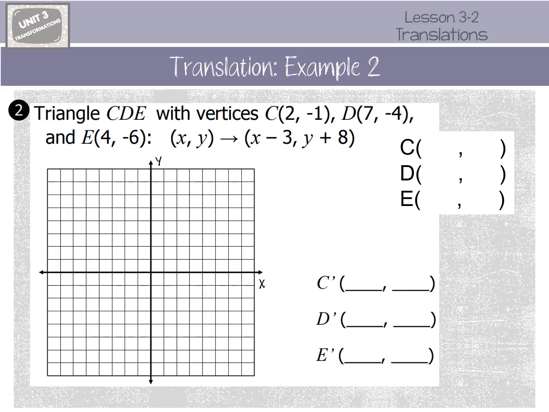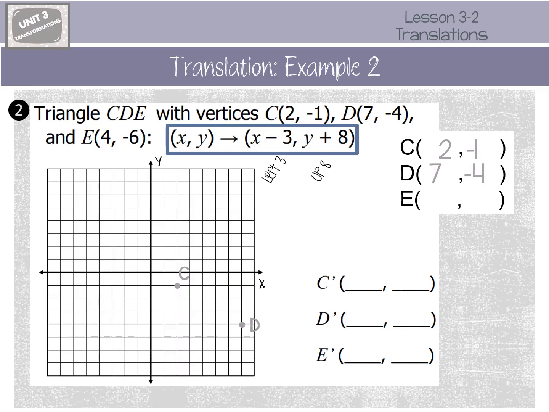Triangle. This is example 2. Triangle CDE has vertices C at the point 2, -1, D at the point 7, -4, and E at the point 4, -6. Here's our rule. We are taking every point x, y, and we are translating it so that we go to x minus 3 and y plus 8. So we're going left 3 and up 8. Original point 2, -1 is where C is. D is at 7, -4, and E is at 4, -6.